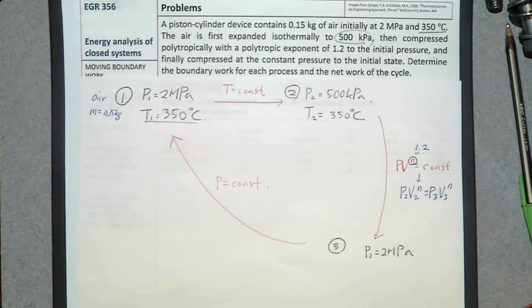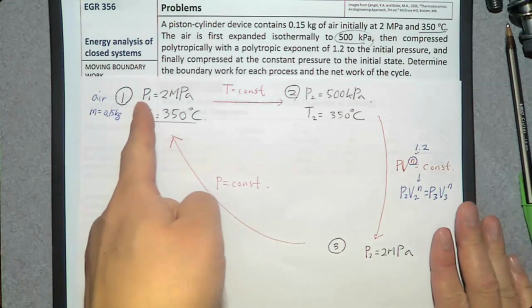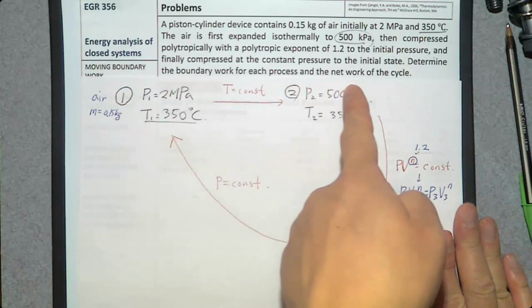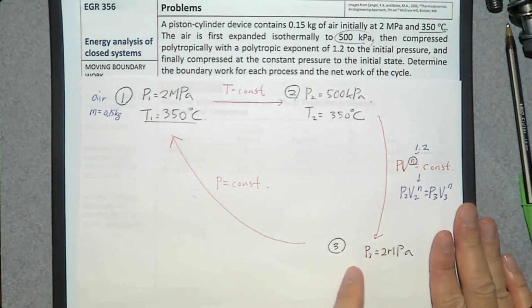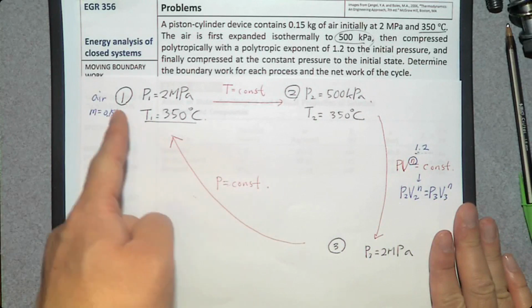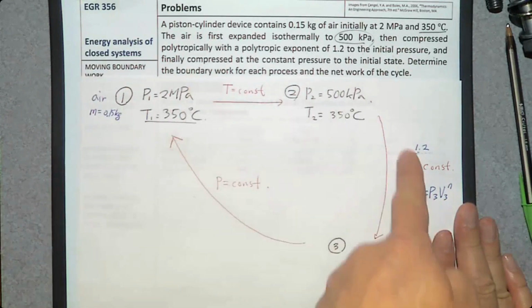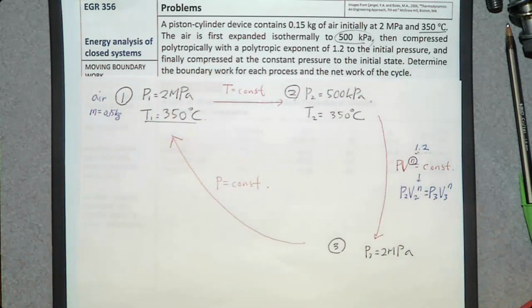Then how can we determine the net work of the cycle? The sum of all the moving boundary works is going to be the net work of the cycle. This is a cycle. One process, second process, third process, coming back to the initial state, it becomes a cycle. Okay, so let's determine the moving boundary work of each process.